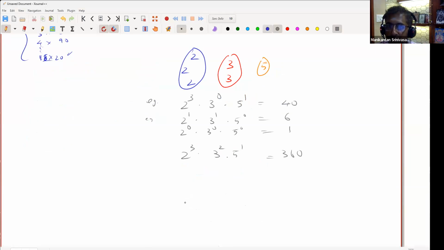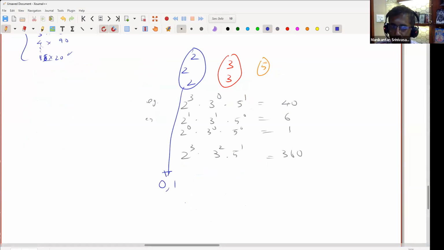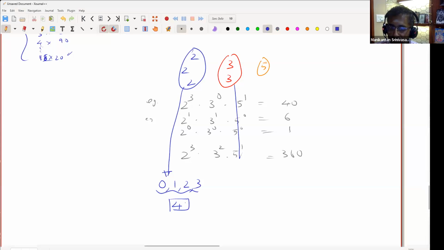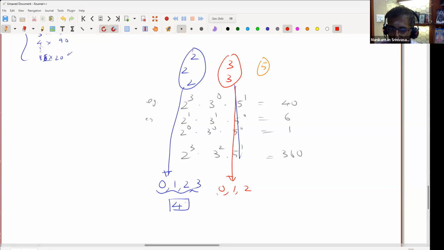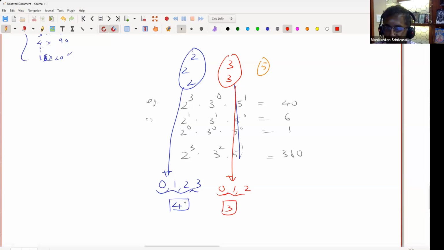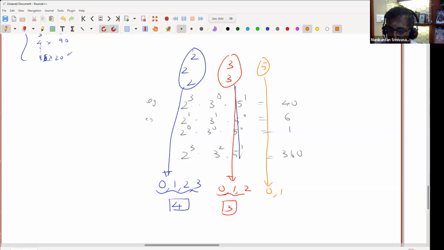Now, how many choices do I have in the 2 basket? I have 4 choices. Why 4? I could pick either 0 2s or 1 2 or 2 2s or 3 2s. So I have 4 choices. Similarly, when I go to the 3 basket, I have how many choices? I can pick either 0 3s or 1 3 or 2 3s. So I have 3 choices. When I go to the 5 basket, I have 2 choices. I could either pick 0 5s or 1 5.